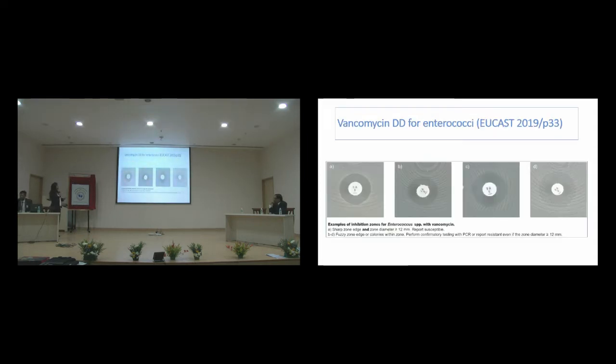Next is vancomycin disk diffusion for enterococci. Here you can see there are four pictures. In the first one you can see a very sharp zone. Second, third, and fourth, it is more of a fuzzy zone edge. So here it is advised that when there is a fuzzy zone edge or colonies are seen within the zone, it is better to perform an alternative method and then issue the report. Here it is given 12 mm because in EUCAST guidelines, more than or equal to 12 is sensitive, according to CLSI 17. But the similar principle can also be applied for the CLSI guideline.